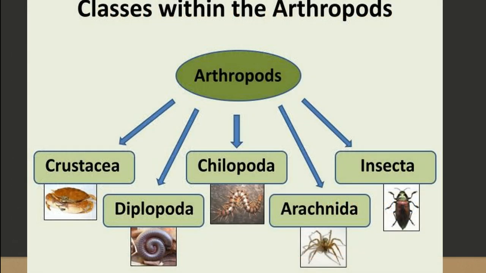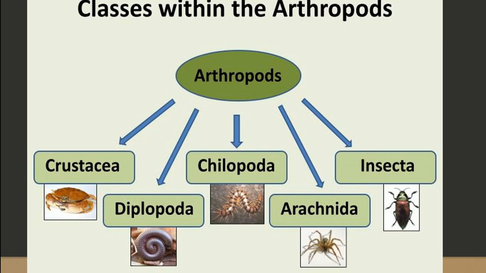All right, so the video told you about the different classes. We have class Crustacea, class Diplopoda, which is the millipede, class Chilopoda, which is the centipede, class Arachnida is the spiders and such, and then class Insecta, which is the largest group, and those are the insects, of course.